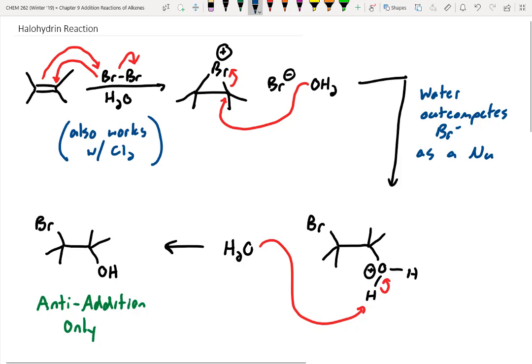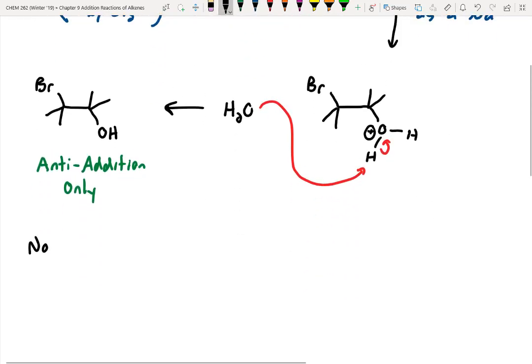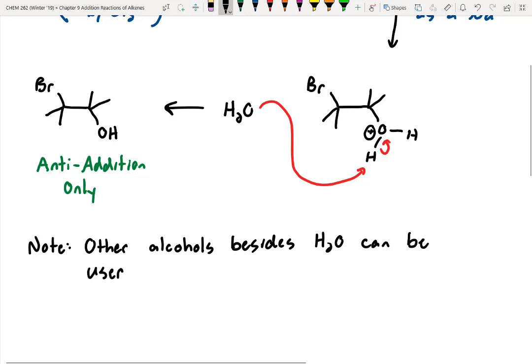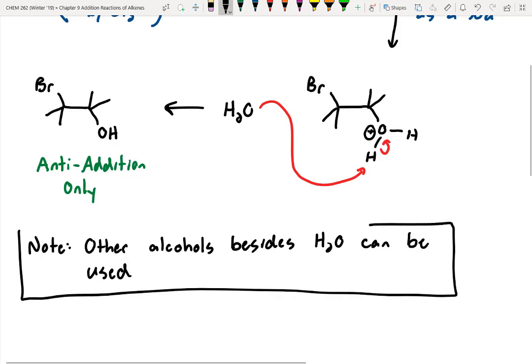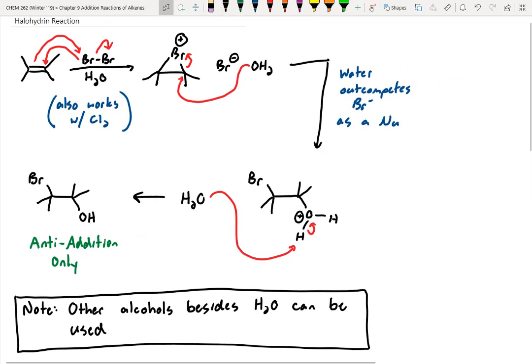The other thing that you can do with this reaction, and I want to make a note of this, is that other alcohols can be used. So in this example, we use water, but you could use methanol, ethanol, any other sort of alcohol as a nucleophile for that ring opening reaction in the second step. So really, this is a pretty useful reaction for creating two different functional groups at the same time.